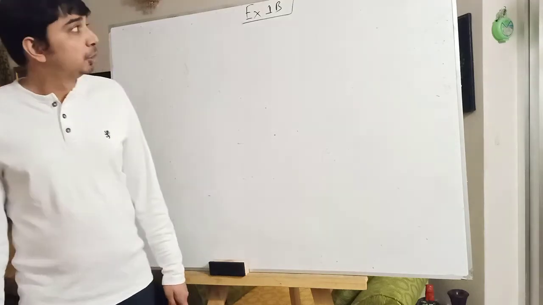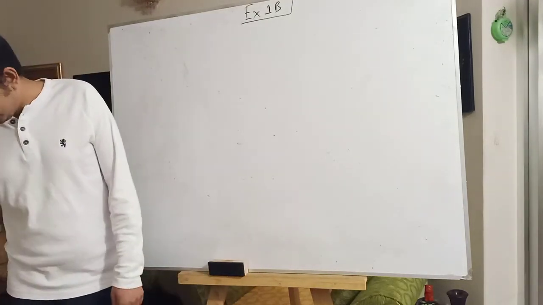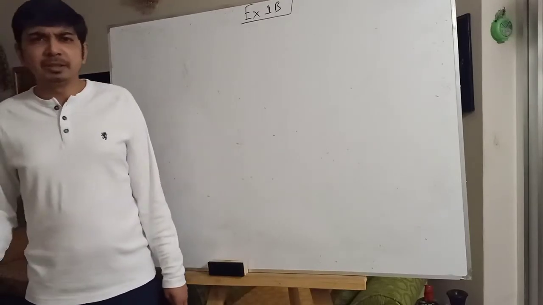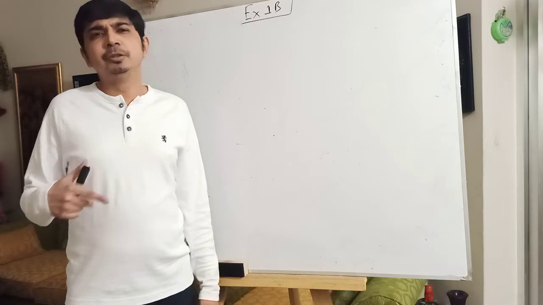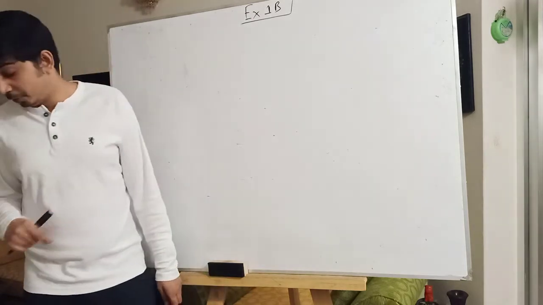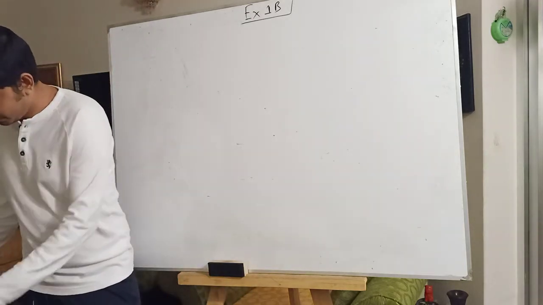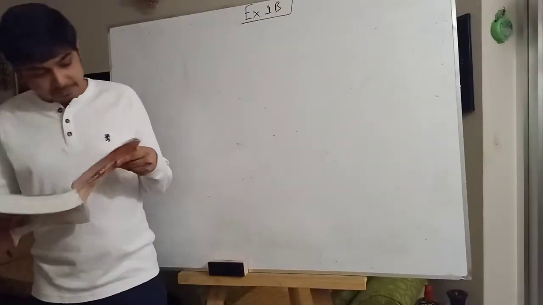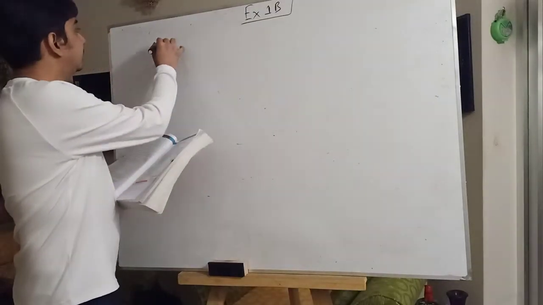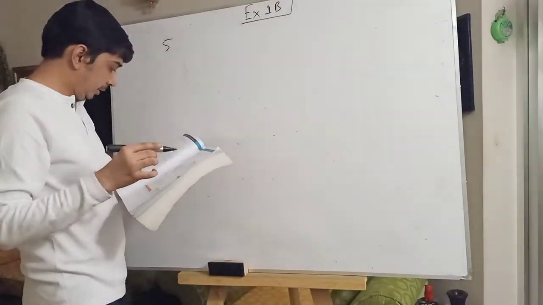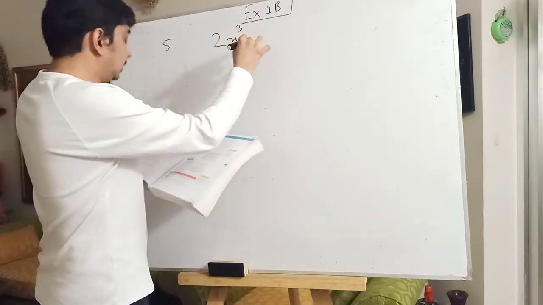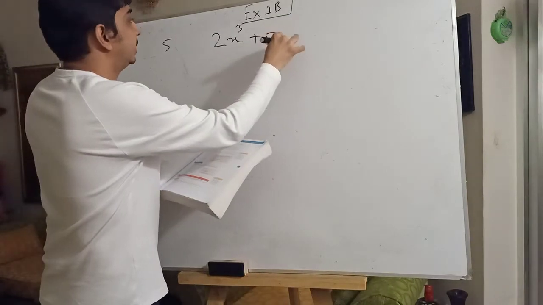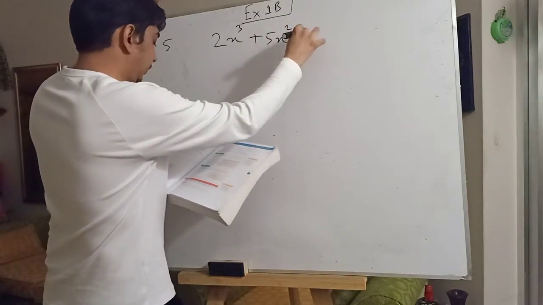So in this video, we're going to look at question number 5, and at the same time we're going to learn a certain technique which is very useful in this chapter, that you need to use quite often. So question number 5, they're saying the equation is this cubic equation, 2x cube plus 5x square plus 1 is equal to 0.